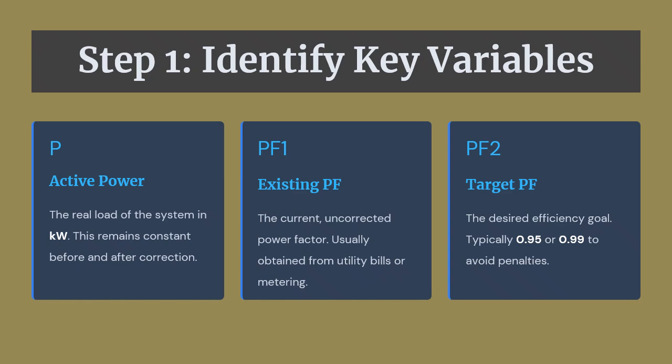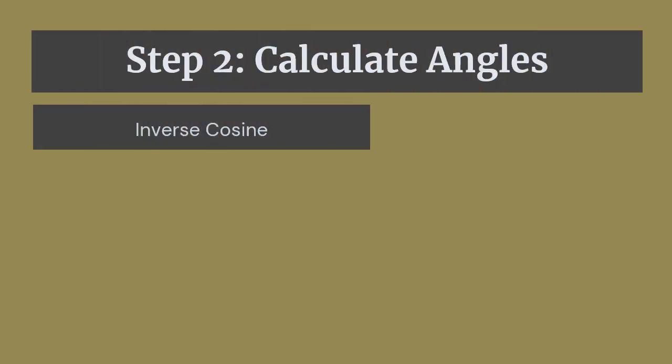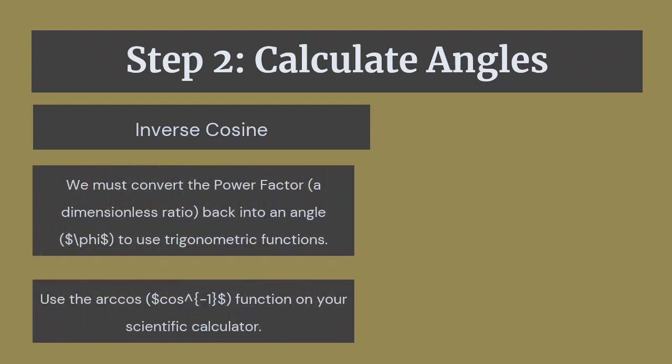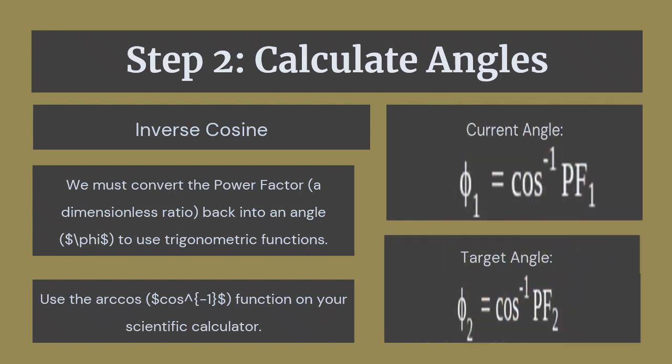Step 2. Calculate angles. Because the formula uses tangents, we cannot just plug in the power factor ratio. We must convert that ratio back into an angle. Using the inverse cosine function on your calculator, determine the angle for your current power factor, phi_1, and the angle for your target power factor, phi_2.